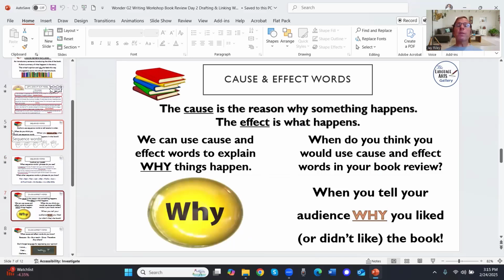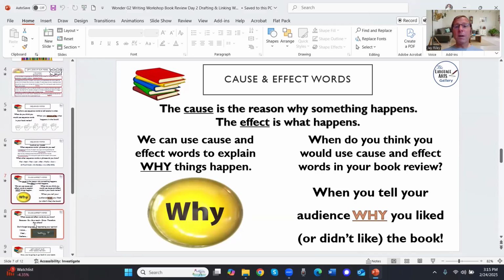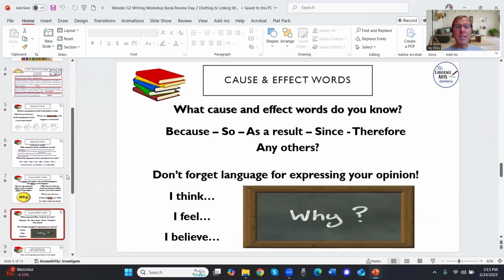And remember, another important part of our book review is we're going to give our opinion and we're going to give a reason why. So this is a great opportunity to introduce cause and effect words and phrases. Why did you like this book? I like this book because. We can also introduce words and phrases like so, because of, since, therefore, due to. All of those words help to explain to our reader how we feel.